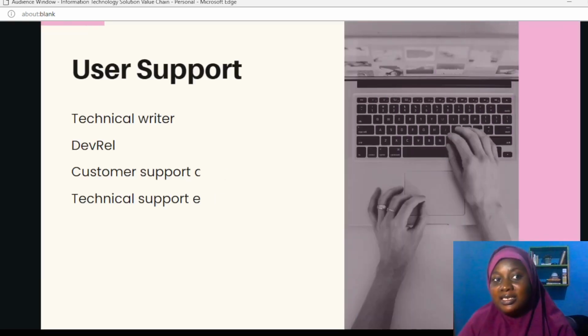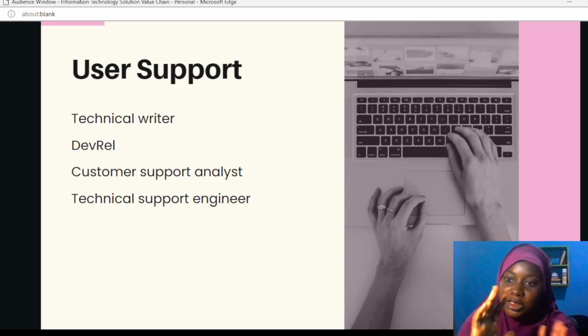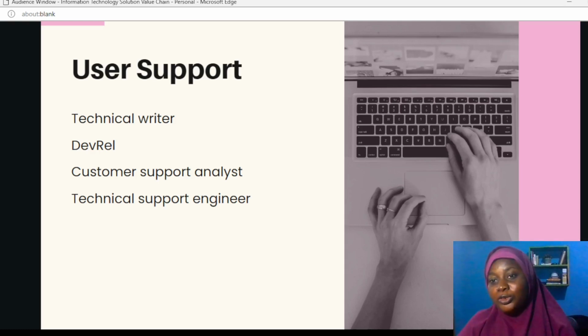So the next is the user support. That's the next thing on the phase. So after writing, even an engineer and everybody that I mentioned earlier needs to be good with documentation. You need to be able to write.